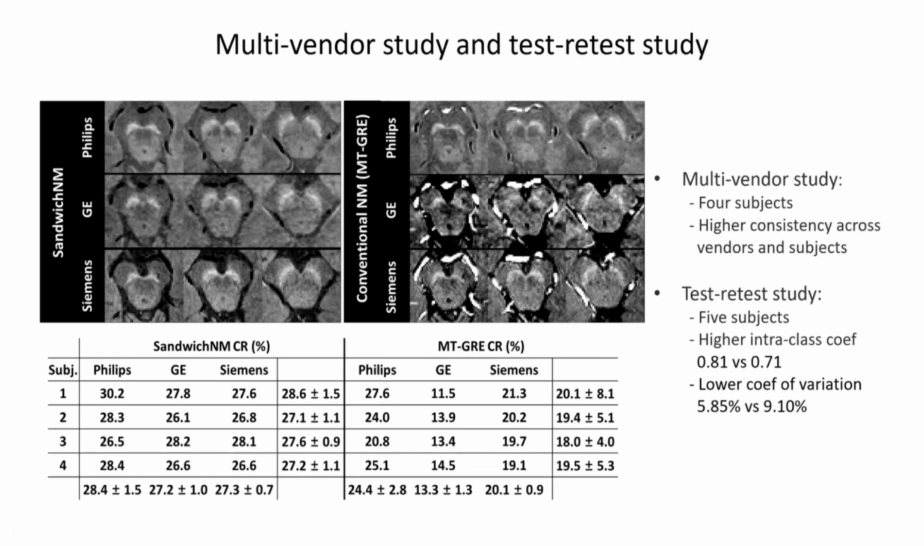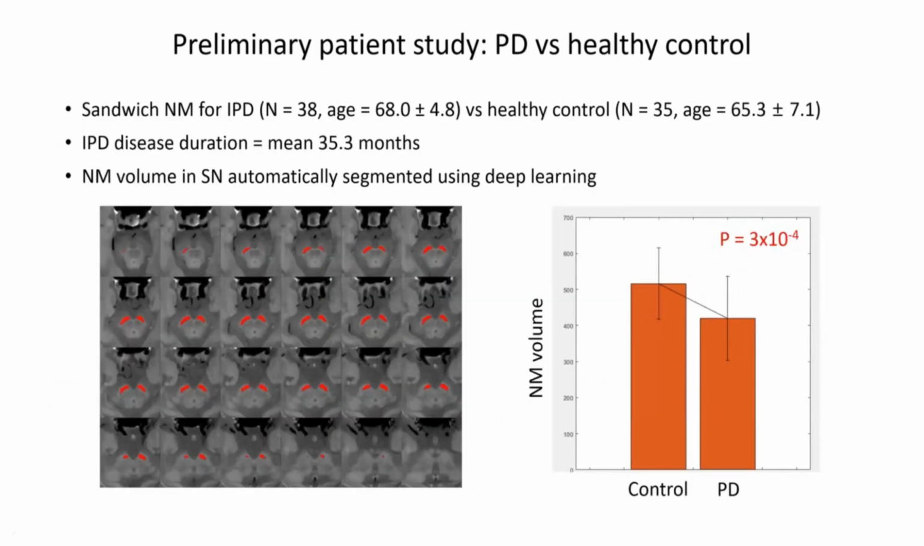Well, as the preliminary result of the Parkinson's patient versus healthy control, we scanned about 35 to 38 IPD patients and also healthy controls with age matching. And this IPD patient group was at a slightly early stage of Parkinson's, with mean disease duration of less than 3 years.